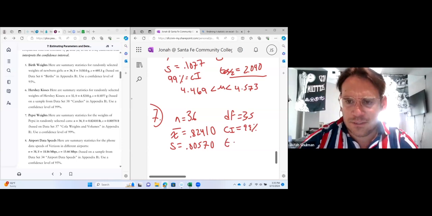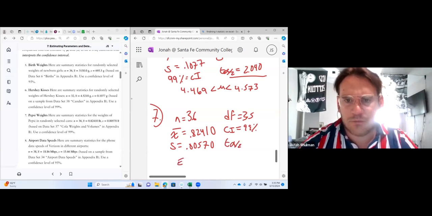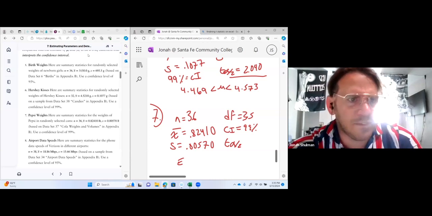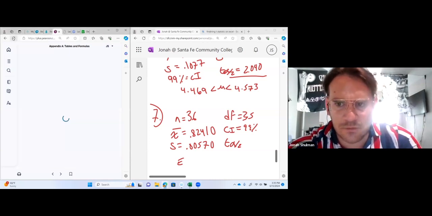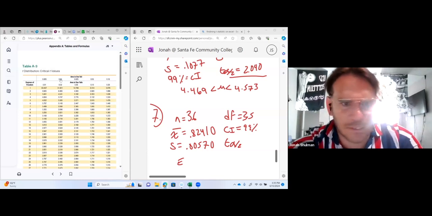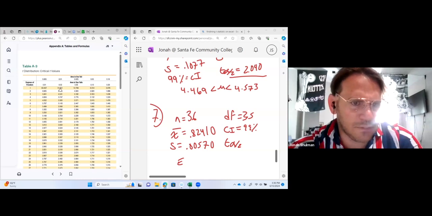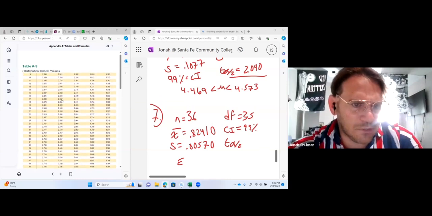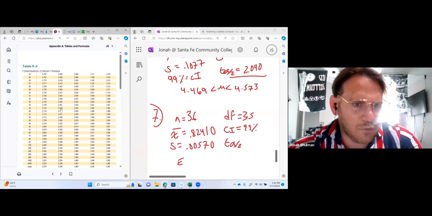So we need our t-statistic. We need our error. We just put it in. So first thing I'm going to do is move the chart. So 35 at 99%. We're going two tails again. So ready? 99% is right here. That's what goes on the chart. So I have to just go down to 35, which is 2.438.